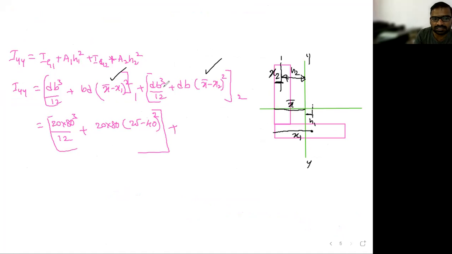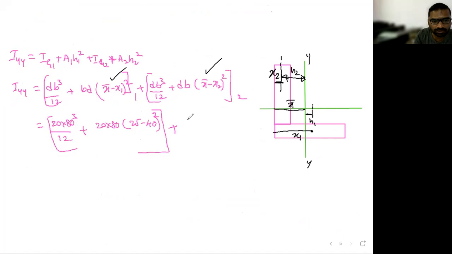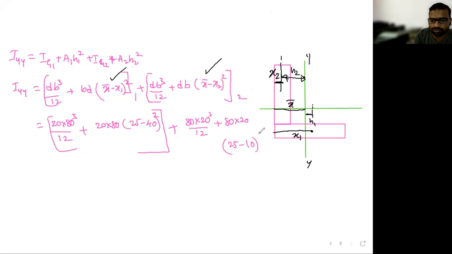Square, yes, don't forget squaring and all. What about the second section? Depth d, b d cube by 12. So how much is d? 80. Correct. For the second section, only this part. Total is 100, minus 20, the remaining is 80. So 80 into 20 cube divided by 12, plus area 80 into 20 multiplied by x bar, which is 25 minus x2, that is 10, whole square. Okay, this is for section 2, plate 2.